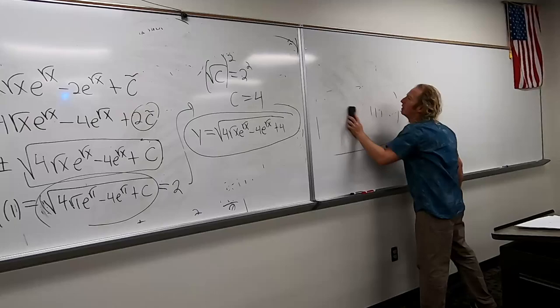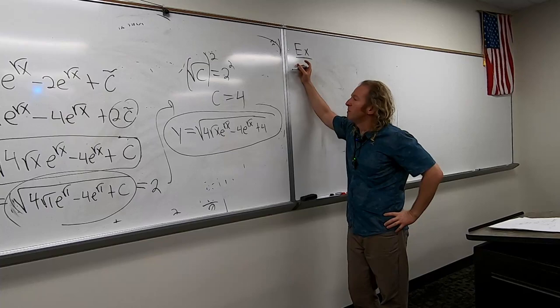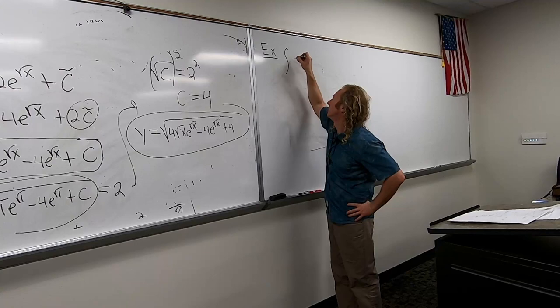So, let's just say you have an integral like, I don't know. Should we make it uncomfortable? Yeah, let's make it uncomfortable. Let's put a trig function in there. No one likes that. I don't like it. x cubed cosine 2x. Yuck.